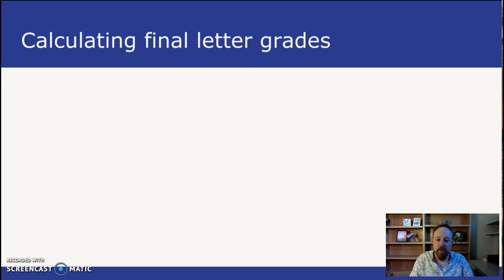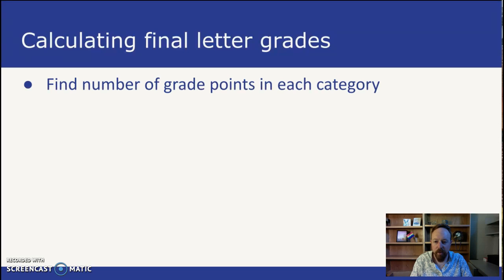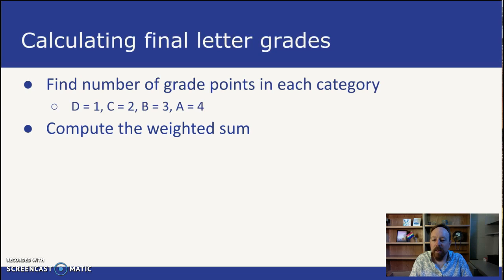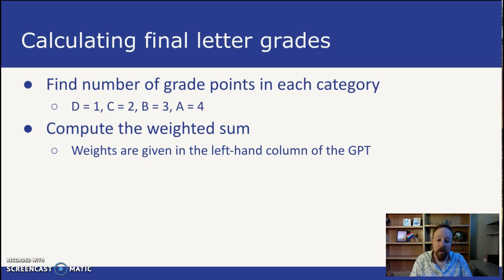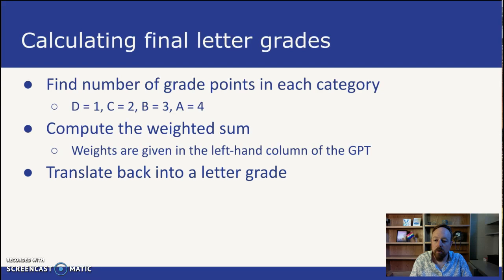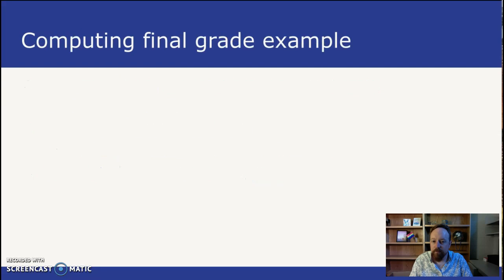Okay, so now let's talk about calculating final letter grades. Here's basically how this works. We're going to find the number of grade points that we've earned in each category. So D is 1 grade point, C is 2 grade points, and so on. We're going to compute the weighted sum with the weights that are given in the left-hand column of the grade progress tracker. And then we're going to translate that back into a letter grade using the usual grade point numbers. Let me give you an example of this because I think it will make it a lot more clear what's going on.